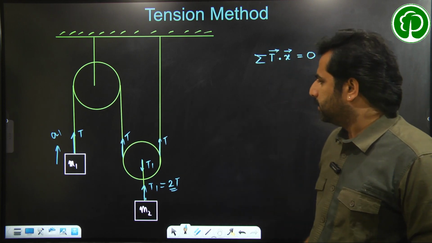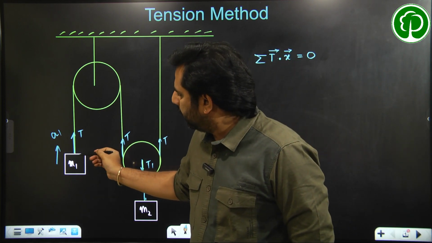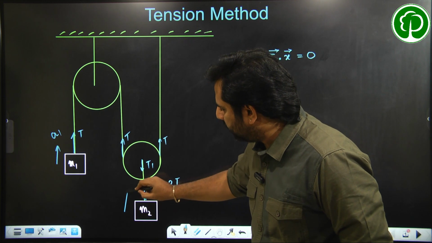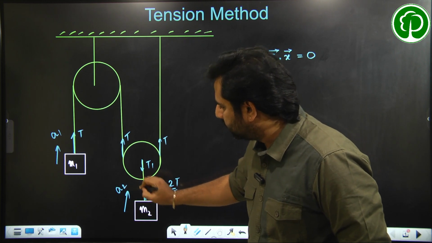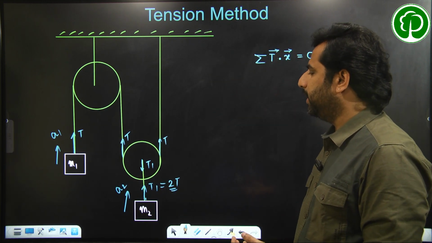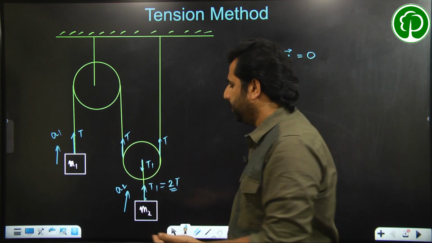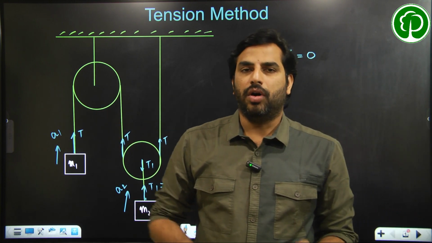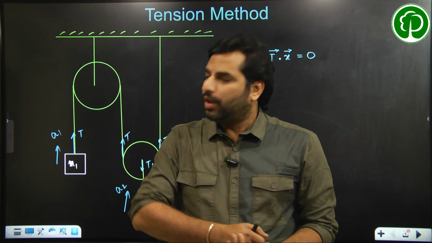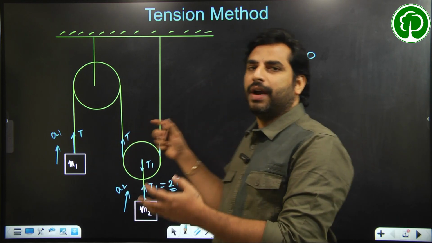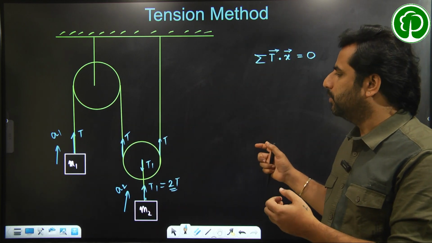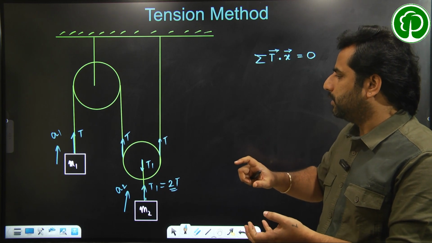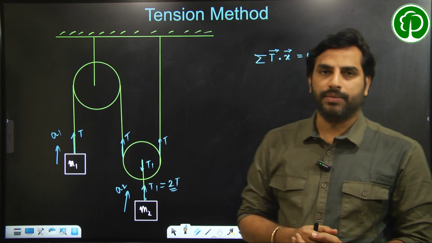So in this case, say the acceleration of M2 is A2 up. Actually speaking, if M1 is accelerating up, then M2 should accelerate down or vice versa. I'll leave that aspect to the final result, because the final result will tell you that the accelerations of M1 and M2 will be in opposite directions.